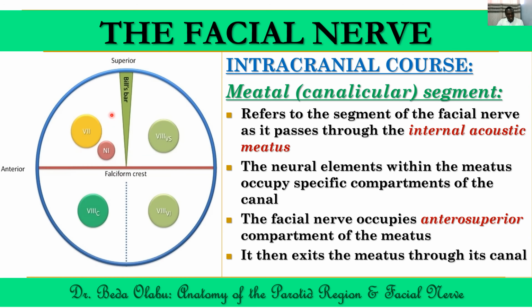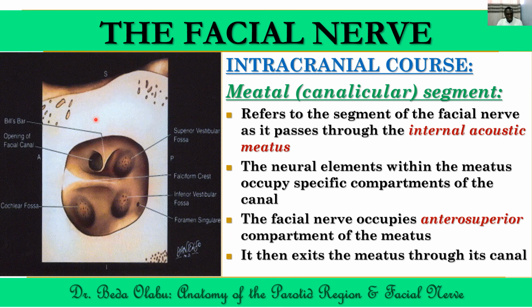So once the facial nerve has passed through the anterior superior aspect of the canal, as you go towards the lateral aspect of the canal, towards the end of the canal, what we call now the fundus of the canal, the facial nerve exits through a canal. So this image still shows you the Bill's bar there, the falciform or the transverse crest. So this is where we expect facial nerve to be. This is where we expect the superior vestibular nerve to be. This is the inferior vestibular nerve, and this is the cochlear nerve region.